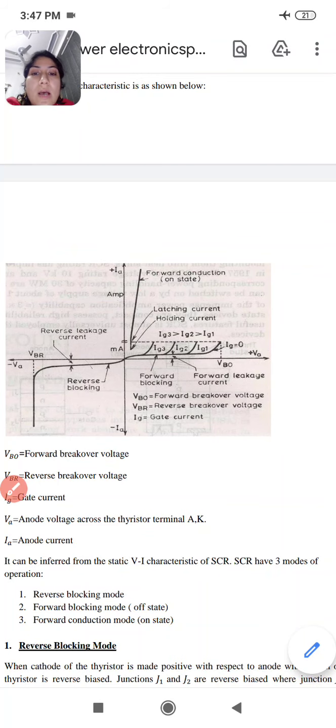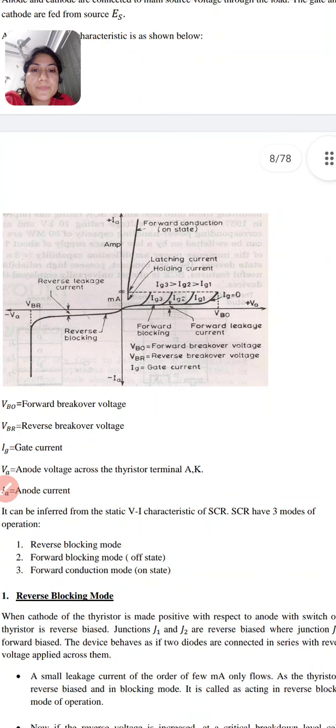If we increase the magnitude of the gate current, the thyristor turns on at a lower voltage. There are also the holding current and latching current, which are very important. The holding current is related to the turn off process of the SCR. This is the minimum current required, below which the SCR will turn off. Latching current is the minimum current at which the thyristor will turn on.